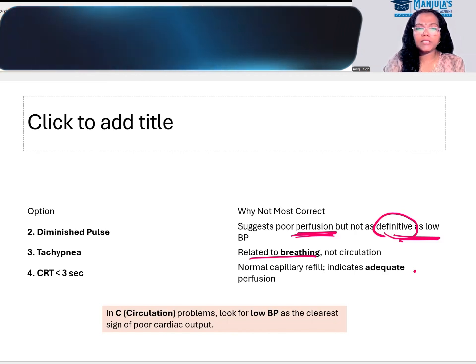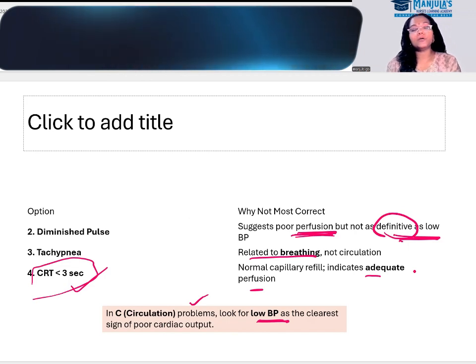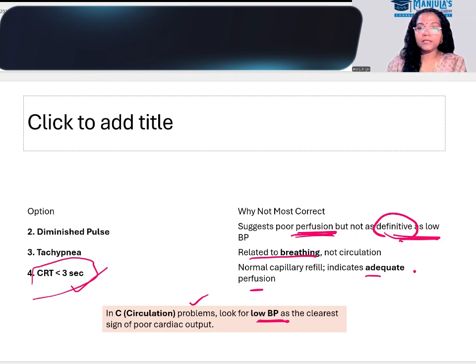Tachypnea is related to breathing and has nothing to do with circulation. Then capillary refill time less than 3 seconds shows adequate perfusion. If it is more than 3 seconds, then there is inadequate peripheral circulation or perfusion to the periphery. So this shows normal or adequate perfusion. So always in circulation problems, look for low BP as the sign of poor cardiac output. It's not the pulse, it is BP first. Only when BP is definitive does the pulse come in.